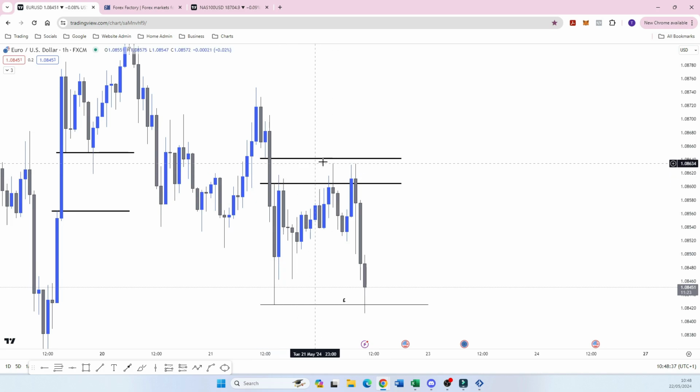Price can travel into these areas as much as it wants to. You can see here the wick came up, back down. The wick came up again and again and again, and then eventually went in its direction.